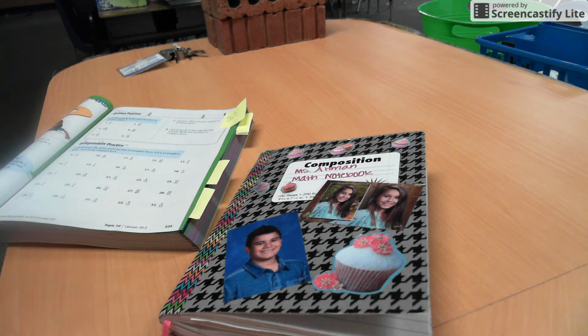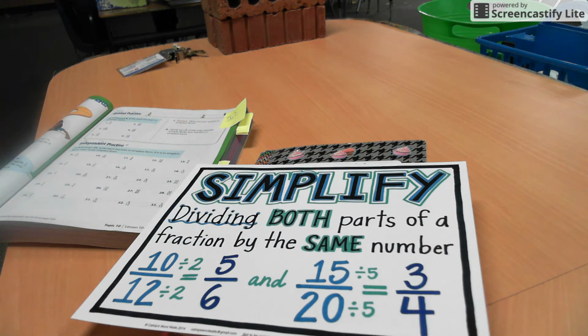All right, friends, for this video, we're going to be talking about simplest form and how to simplify. We said simplifying was dividing both parts of a fraction by the same number. That's what you watched in the Pearson video. So we are going to be dividing to try and find the smallest or simplest form of fractions.